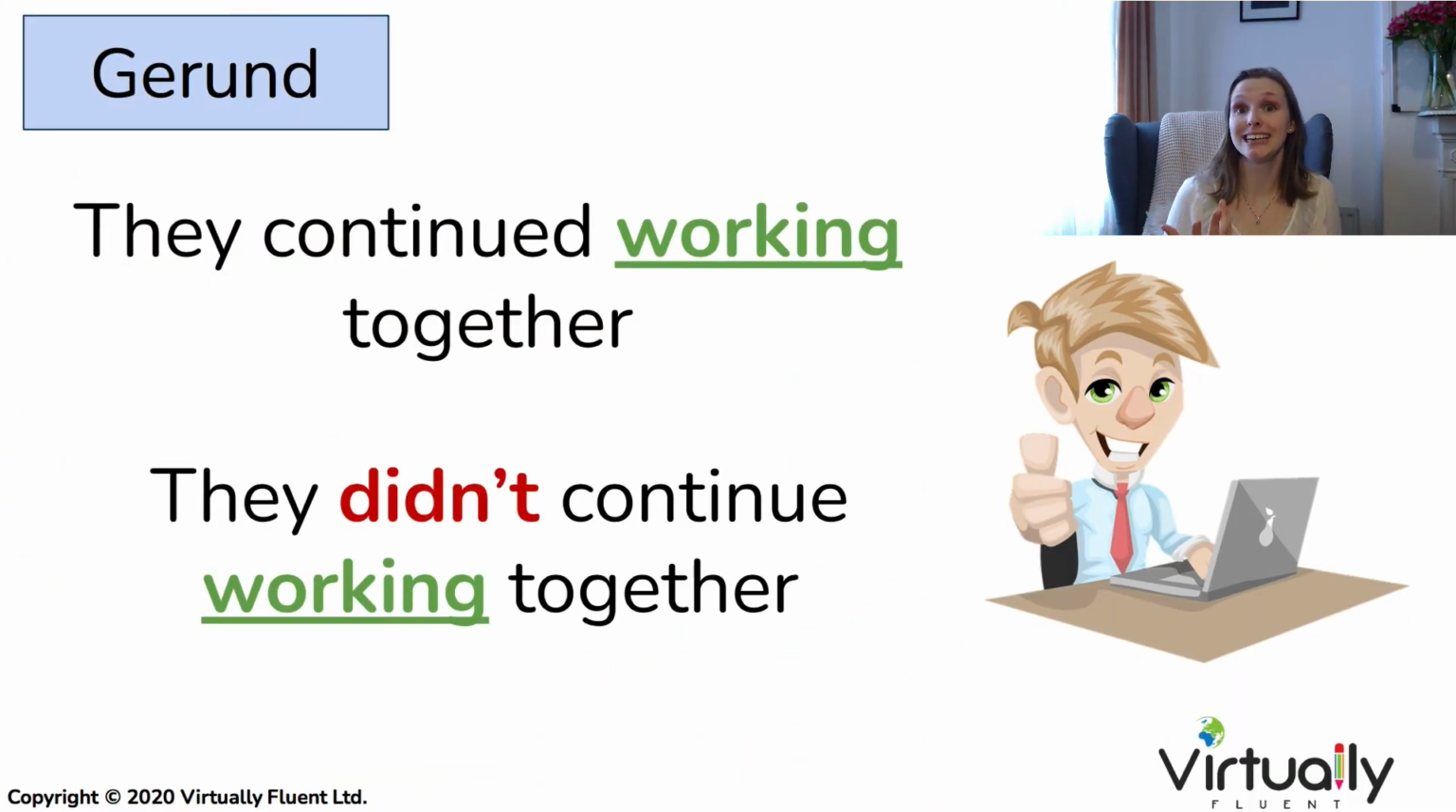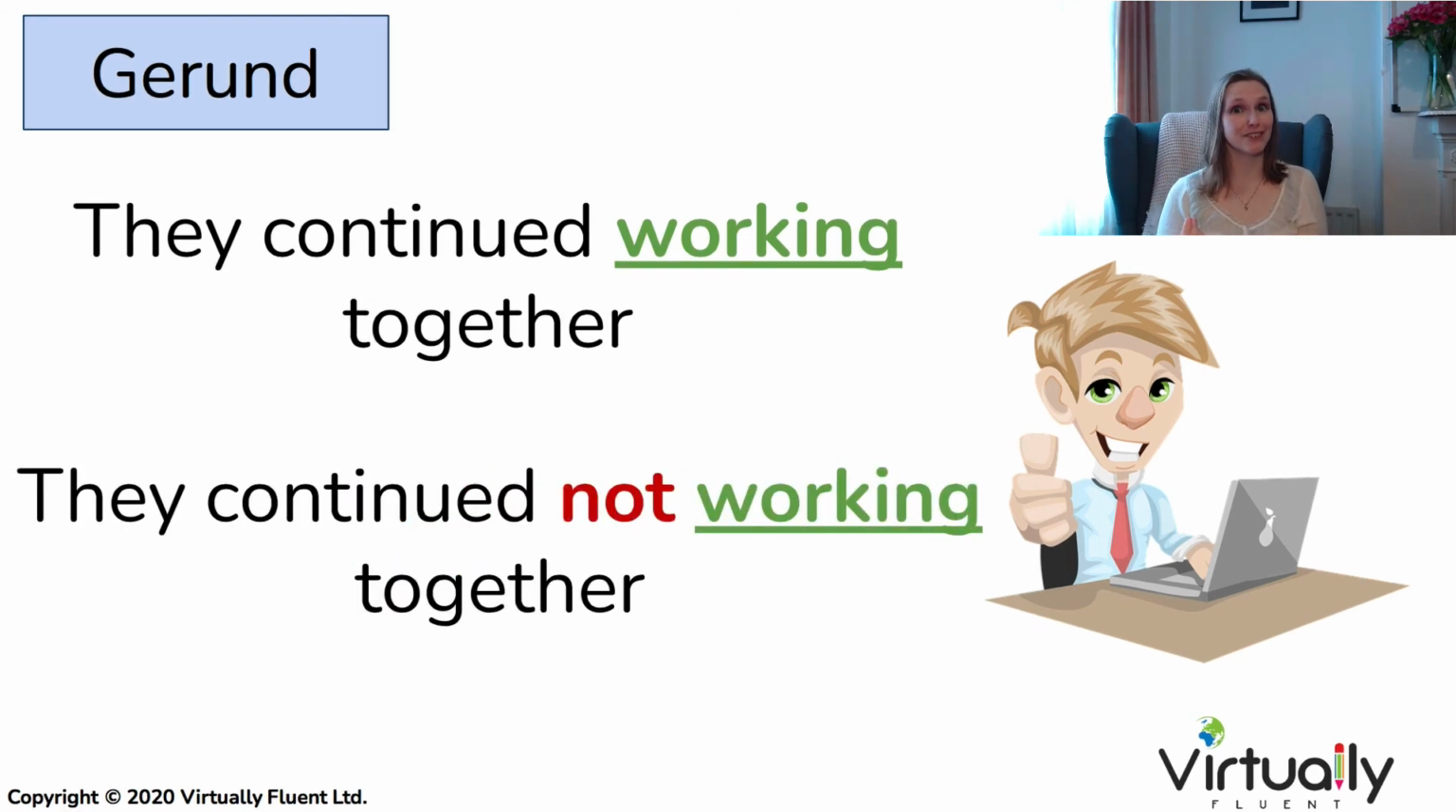And this is actually exactly the same for the gerund verb formation. For example, they continued working together. We could convert the first verb into the negative, they didn't continue working together. Or we could make the second verb negative, they continued not working together. The gerund is the same as to plus infinitive. If we want to make the first verb negative, it's according to the tense rules. If we want to make the second verb negative, no tense rules, we insert not before the gerund verb.